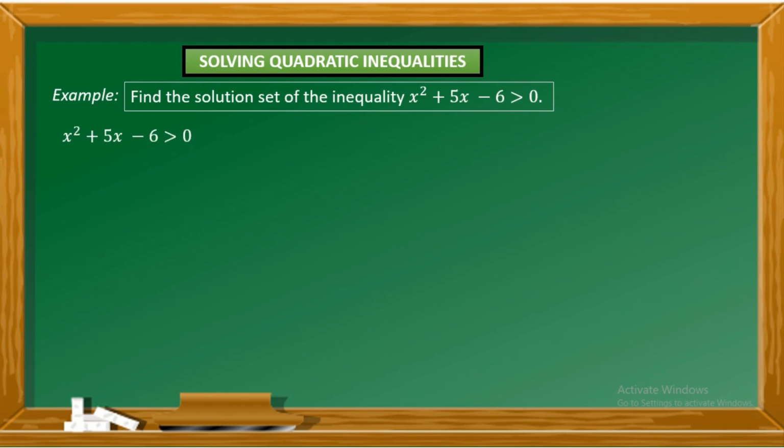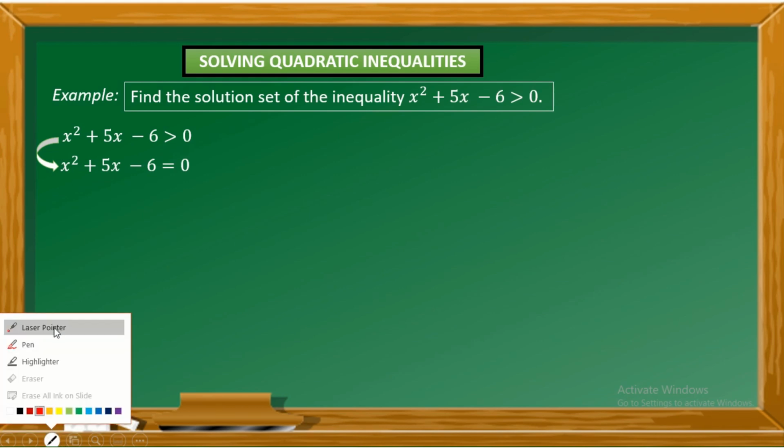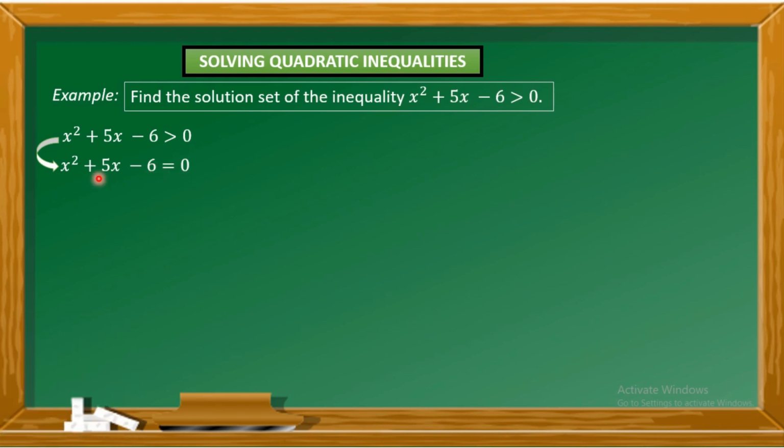So you write the given inequality, and then first step, we have to rewrite this inequality into an equation. So we will change this greater than symbol to an equal sign. So this is now the equation: x squared plus 5x minus 6 is equal to 0.